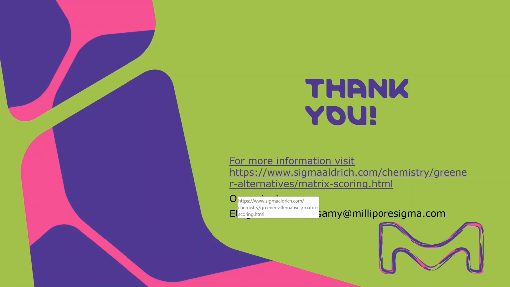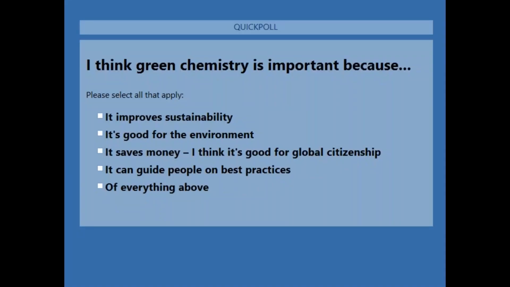Now, before we go into questions or anything, we're going to run yet another poll. This is just to get a good idea, again, from our audience to see what they think is important. So they think green chemistry is important because it improves sustainability. It's good for the environment. It can save you money if your processes are more efficient. Then you are quite often spending less money on electricity, on raw goods, on the disposal costs, and so on. That might be a key driver for you to make your processes more green. Or it can guide people on best practices, or maybe because of all of the above.